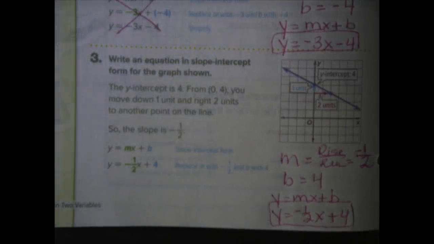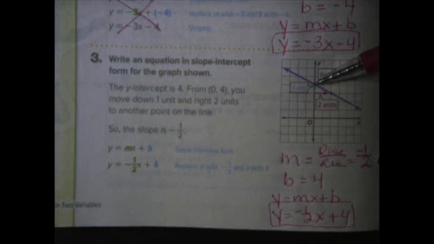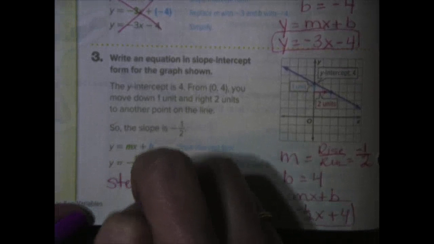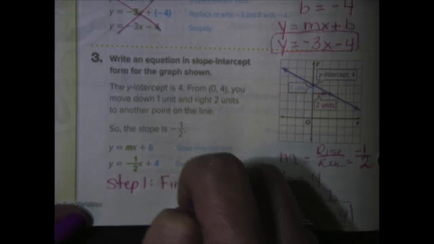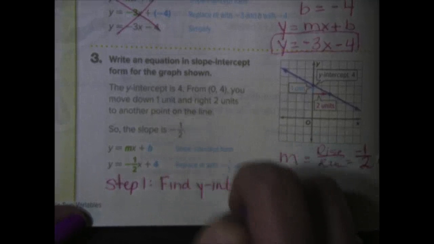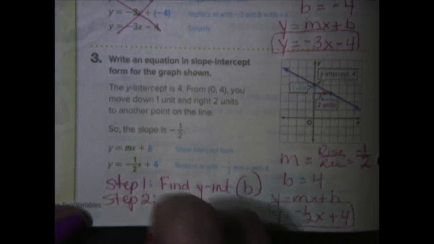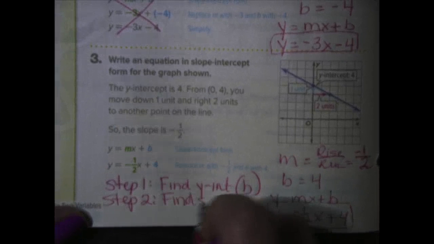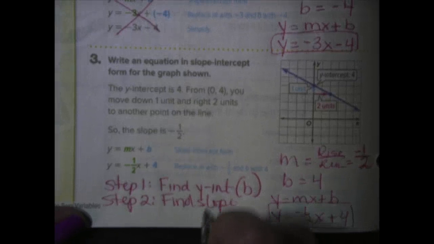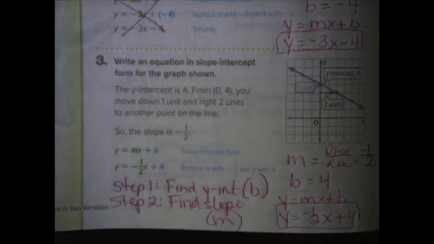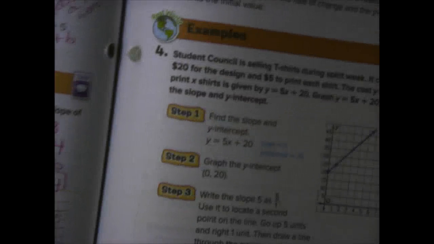So remember, step 1, find the y-intercept. All right, we can write that here. Step 1, find y-intercept, which we know is b. And step 2, find the slope. And we know how to do that from previous lessons, and the slope is m. Let's go ahead over to page 201 and look at the examples at the top.